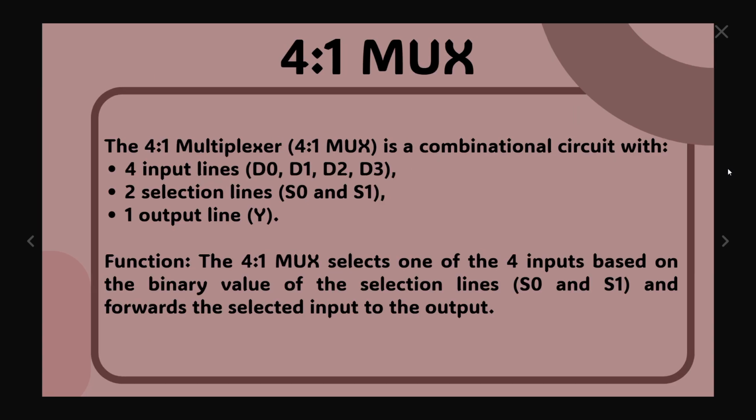So, what is a 4:1 MUX? The 4:1 MUX is a combinational circuit which has four input lines, D0, D1, D2, D3, and two select lines, S0 and S1. There is only one output, which we can write as Y. So what is the function of a 4:1 MUX? It selects one of the four inputs based on the binary value of the selection lines and forwards the selected input to the output.